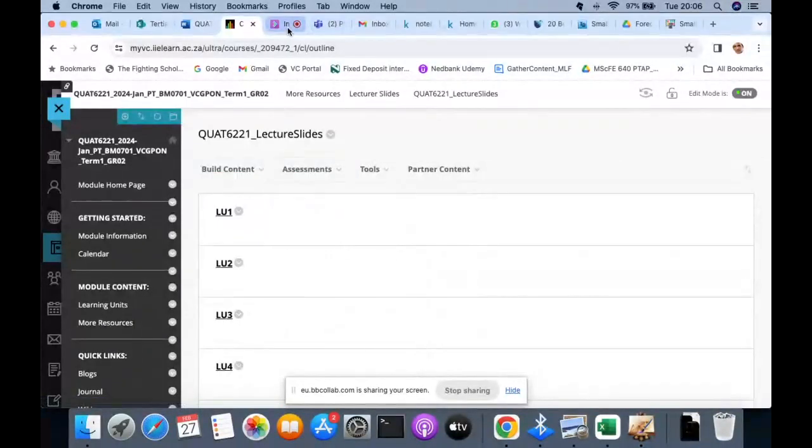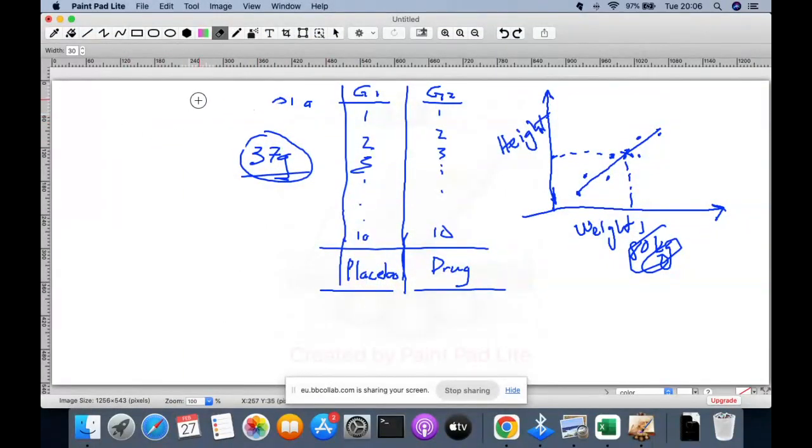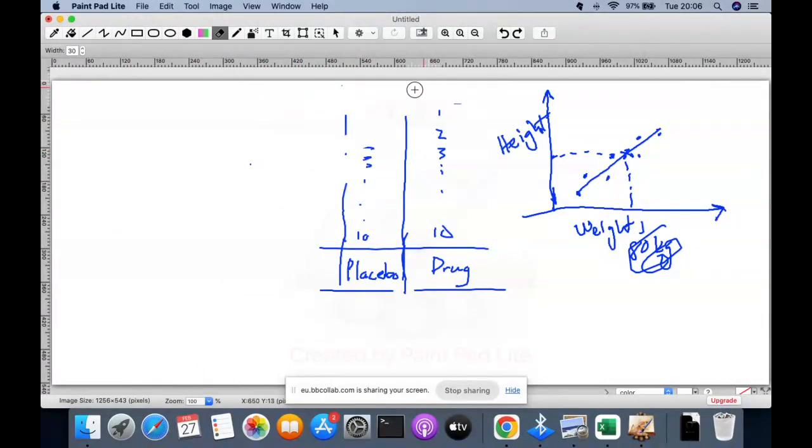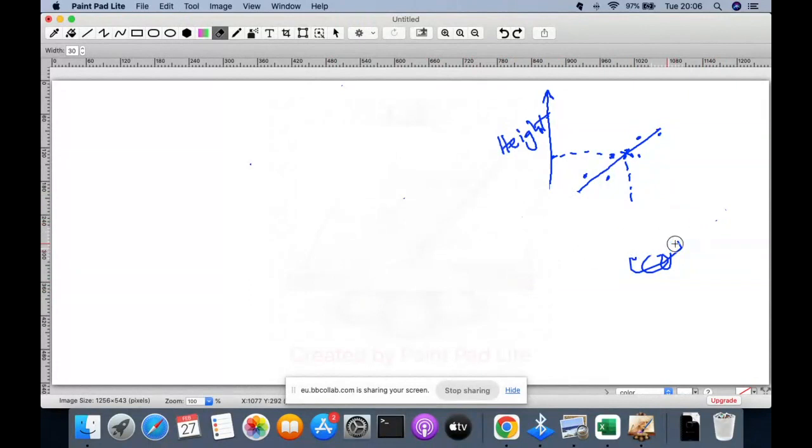Let's begin with learning unit one and what I want to cover. I'm going to clear this board. Just give me a second. I'll try to explain these concepts with an example, because I feel that is the best way to help you understand and conceptualize what we're talking about, instead of just regurgitating what's in your textbook or lecture slides.